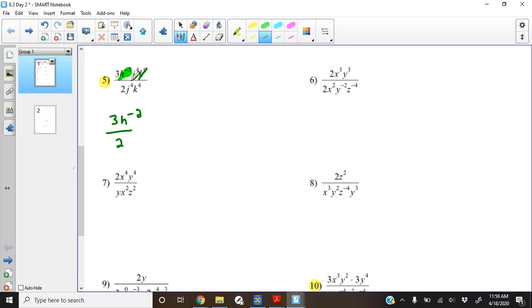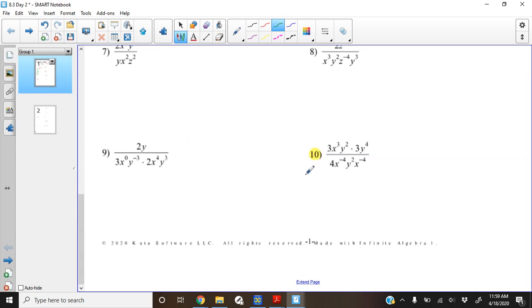And then we have j to the fourth. Oopsies, I wanted a different color. j to the fourth over j to the fourth. But what do you notice? Well, we can just cross those out. All right, so what's left then? Just k to the fourth in the denominator. And remember, it stays wherever it is.